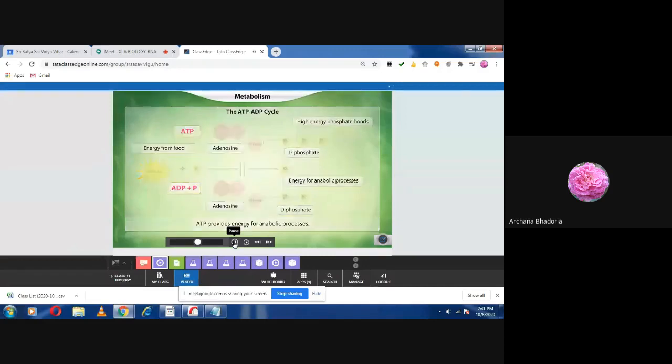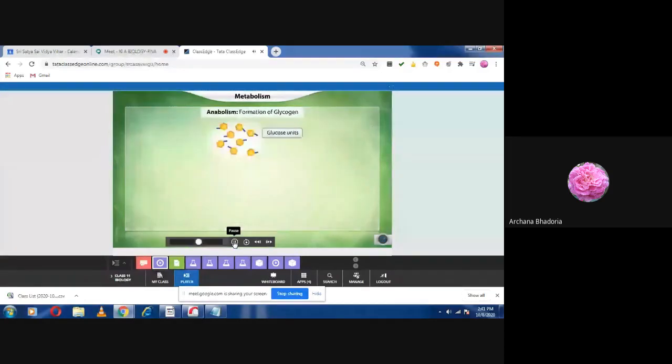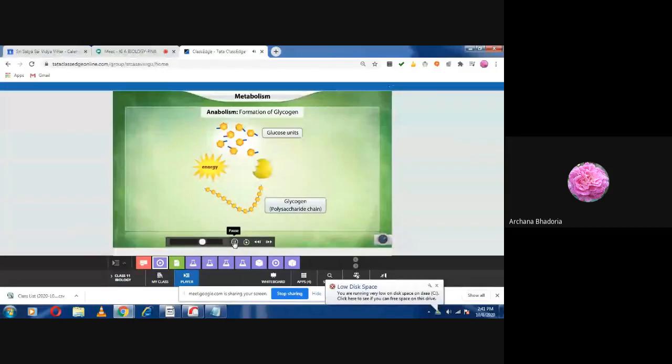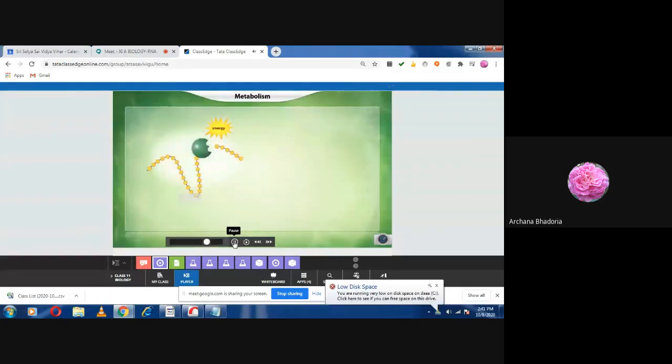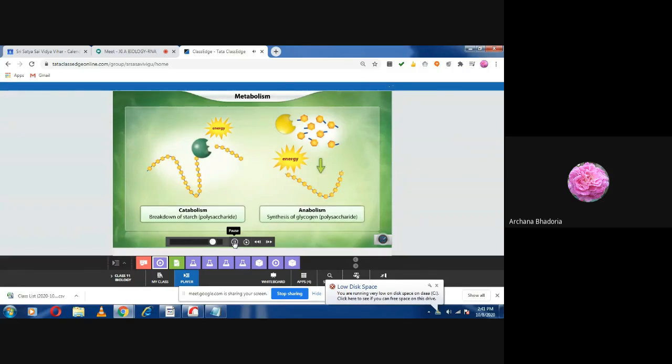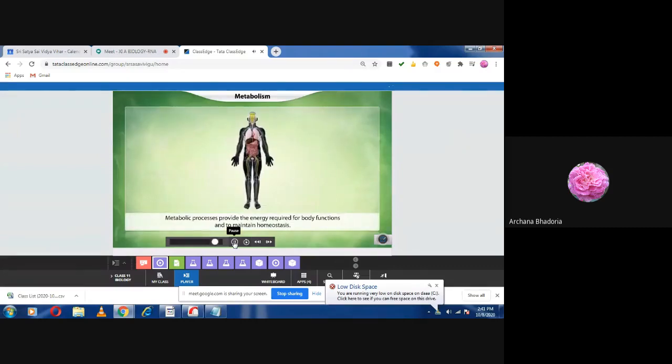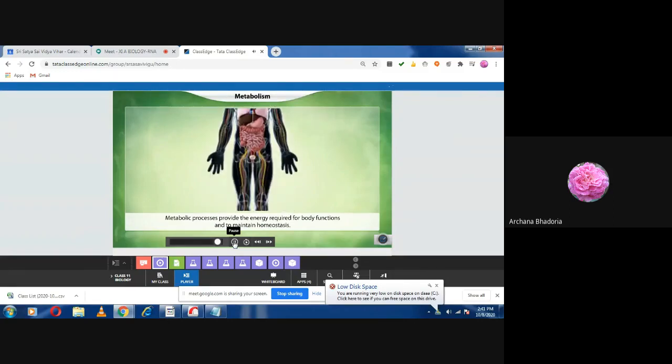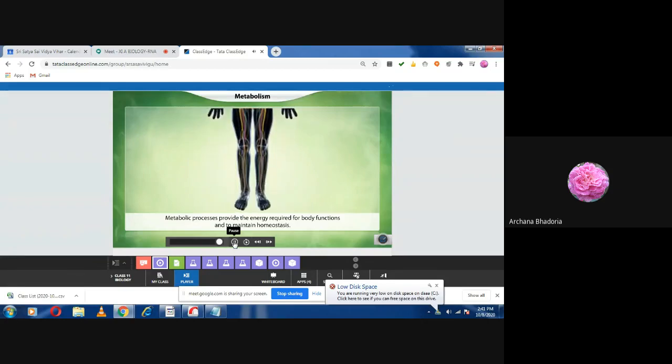For example, glucose is stored in the body by converting it into long chains of glycogen. Energy from ATP hydrolysis is used for the formation of bonds of the polysaccharide chain. Thus, the process of breakdown of carbohydrates is catabolic, as it breaks down complex compounds into simple ones, while the synthesis of glycogen is an anabolic process. All living organisms need a continuous supply of energy to carry out all body functions and to maintain homeostasis. Metabolic processes provide the energy required for this. Thus, metabolism is the basis of life.